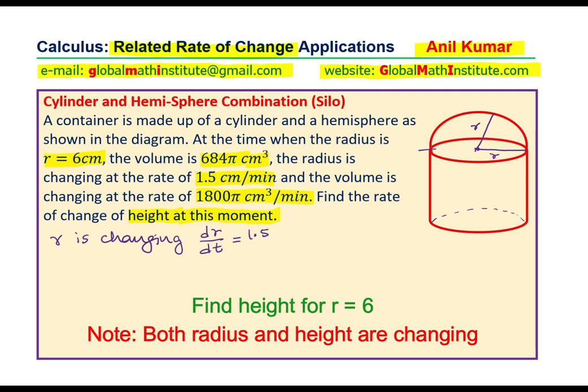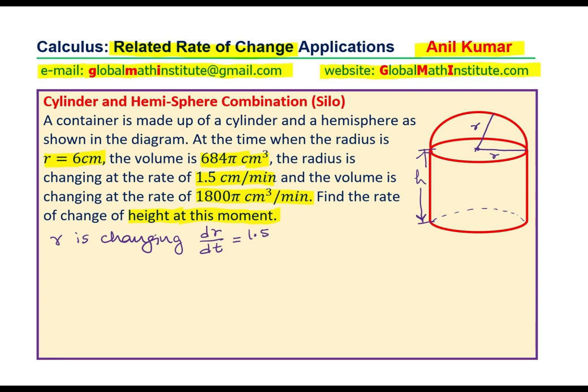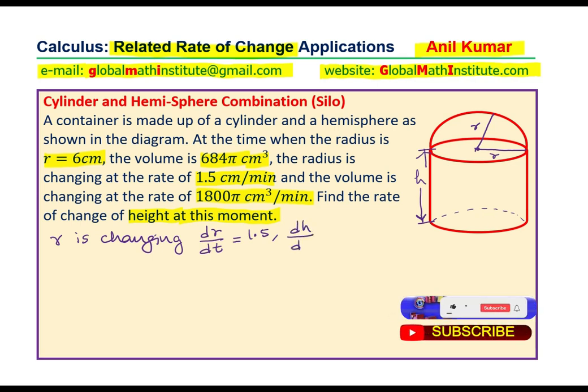Height is this height which we are considering, the height of the cylinder. It's kind of an ambiguity, but we'll just put height of the cylinder. So radius is changing and height is also changing, right? We need to find dh/dt when the radius is equal to 6. That is what we need to find from all other things given to us.